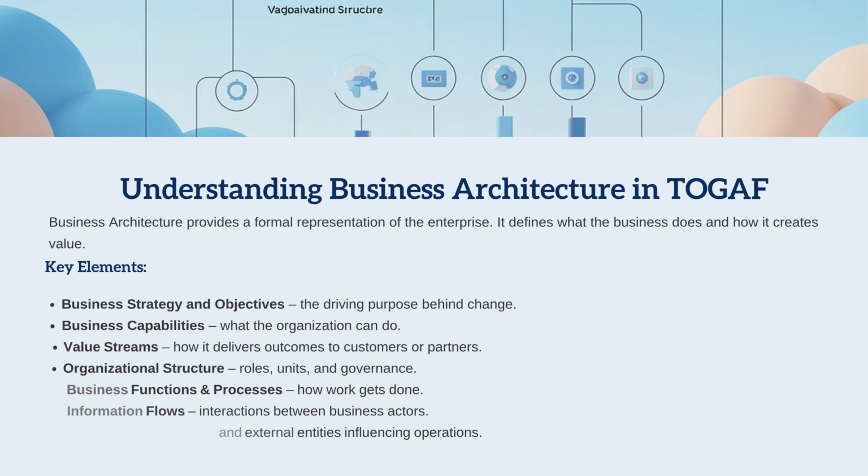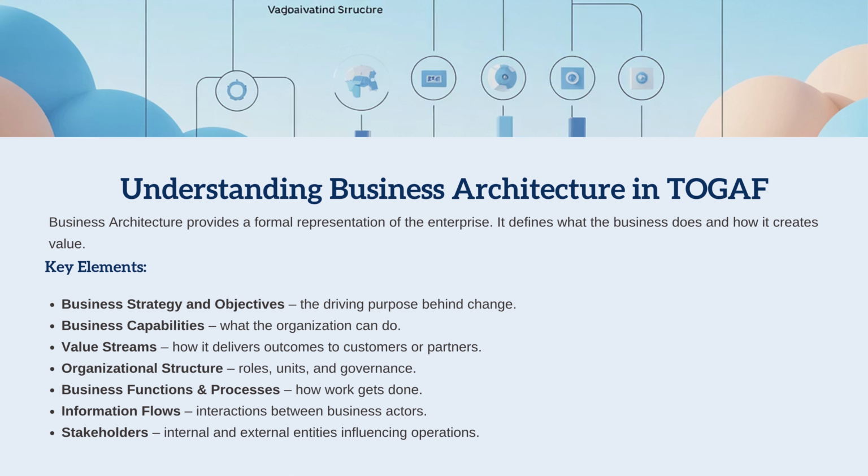What is business architecture in TOGAF? Business architecture describes how the business works, its structure, functions, and value delivery mechanisms. It defines business strategy and goals, capabilities, what the business can do, value streams, how it delivers outcomes, processes, how work is done, and organization structures, who's responsible. It creates a formal representation of the enterprise, a blueprint that links business intent with operational execution.